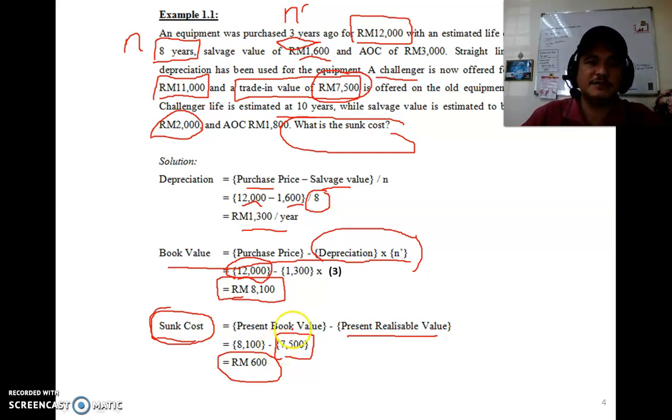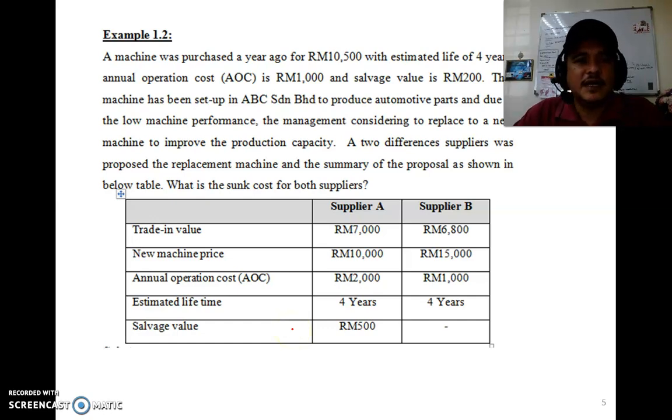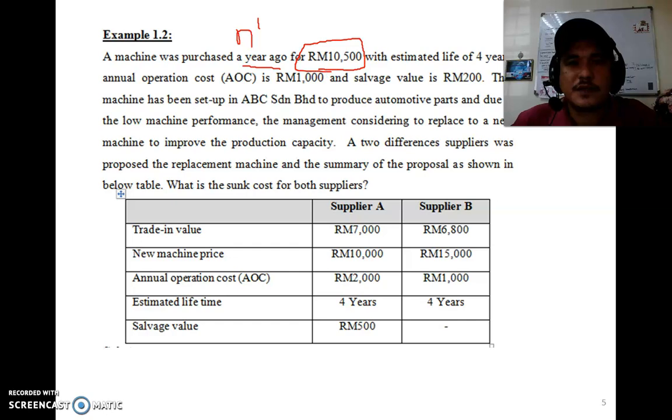Let's see another example. The machine was purchased a year ago, so this is the N bar, for 10,500, with an estimated lifetime of 4 years, an annual operation cost of 1,000, and salvage value of 200. The machine has been set up for the company. Now we want to change the machine. We want to do the machine replacement.